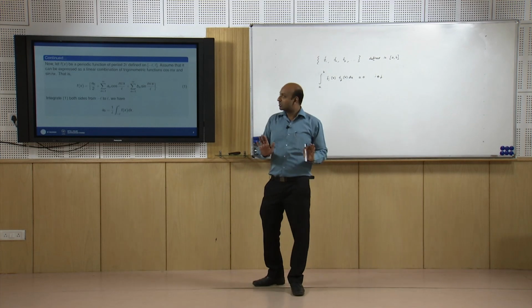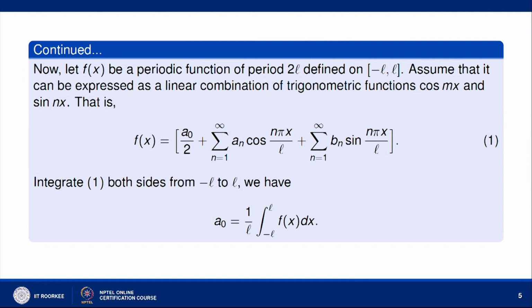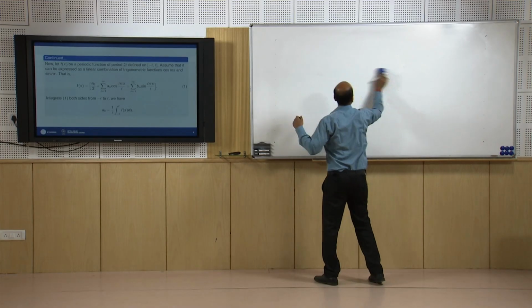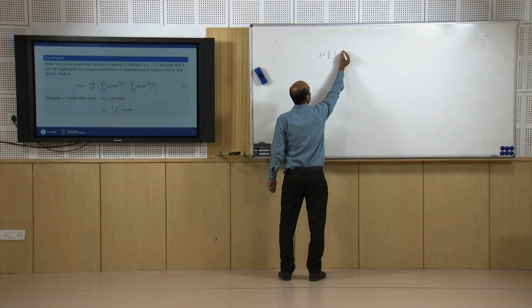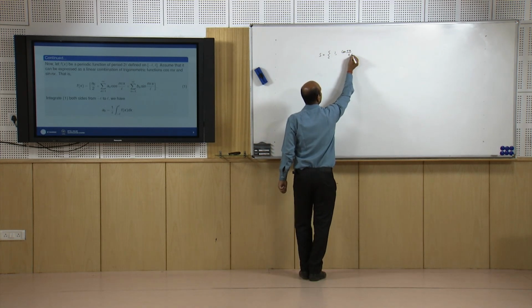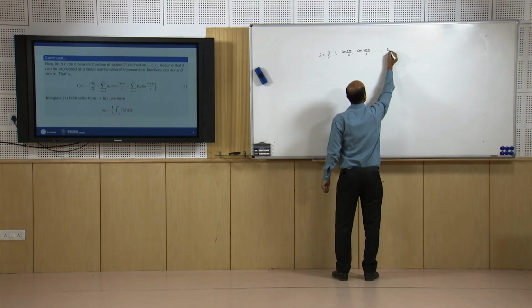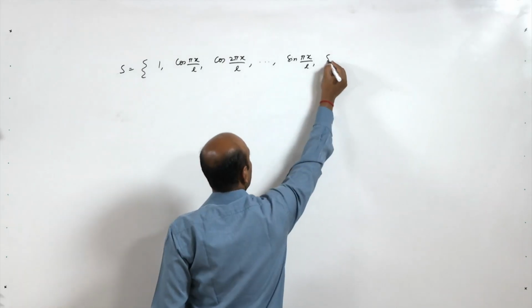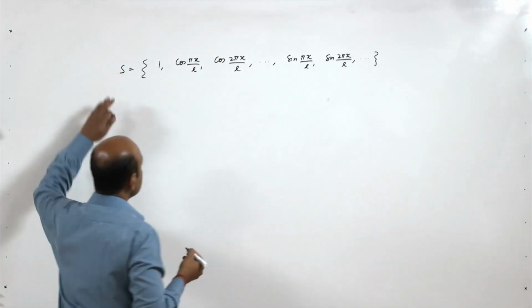Now, let f(x) be a periodic function of period 2L, defined on the interval minus L to L. Okay. Now we are assuming that it can be expressed as a linear combination of trigonometric functions cos mx and sin nx. So, what I want to say? First, I construct an orthogonal set of functions, and that set is nothing but this set: 1, cos pi x by L, cos 2 pi x by L and so on, sin pi x by L, sin 2 pi x by L and so on. Okay. This is an orthogonal set of functions.